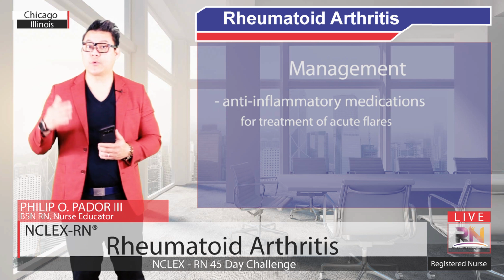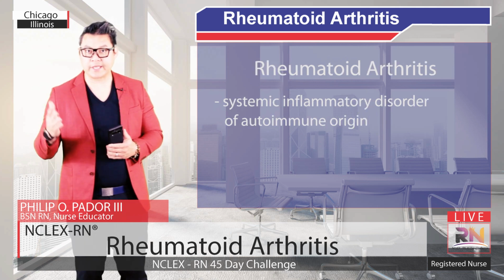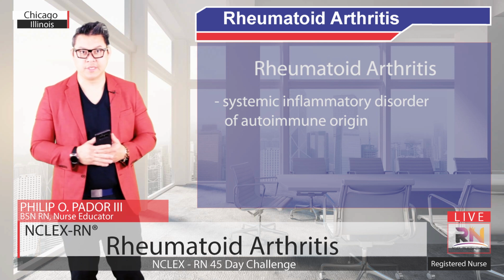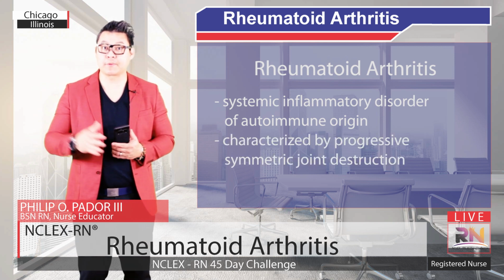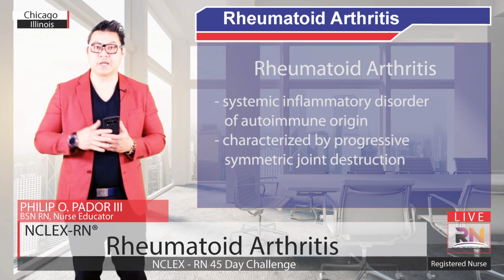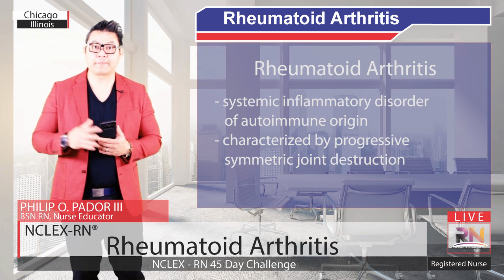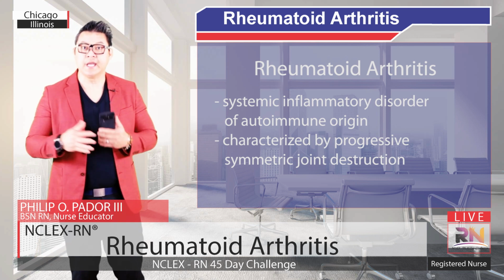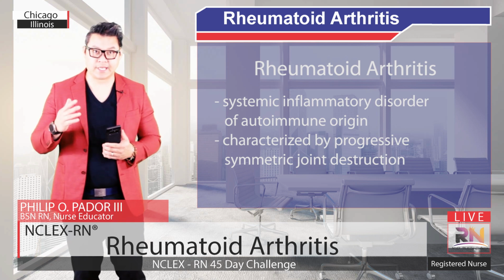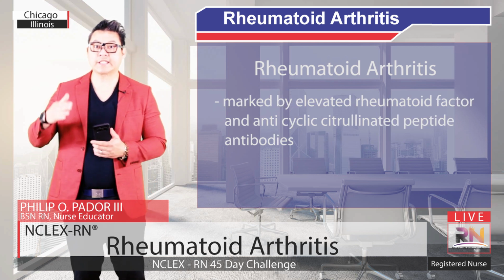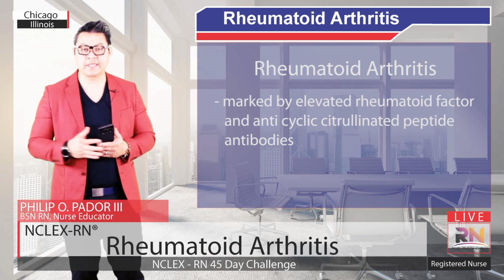Alright, so for a quick recap, rheumatoid arthritis is a systemic inflammatory disorder of autoimmune origin that's primarily characterized by progressive symmetric joint destruction, especially in the wrist and fingers, but may also affect other joints and many organs such as the skin, heart, blood vessels, and lungs. It's marked by elevated rheumatoid factors and anti-cyclic citrullinated peptide antibodies.